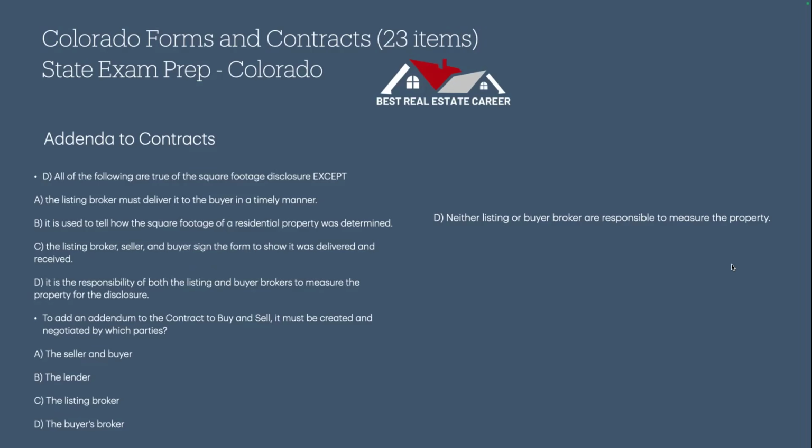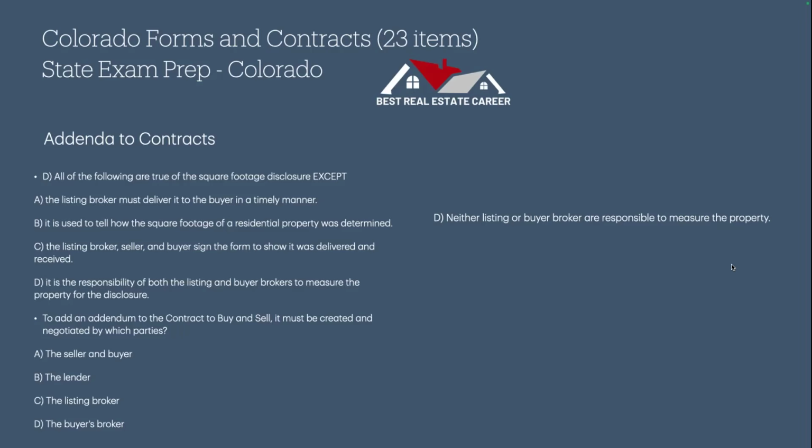Neither the listing nor buyer broker is responsible to measure the property. So if you get a question like this, it's not your responsibility. We'll go through all the rest of it. It's real. We've got to deliver it to the buyer in a timely manner. It's used to tell where the square footage came from and how it was determined. And the listing broker, selling broker, and the buyer signed the form, right?